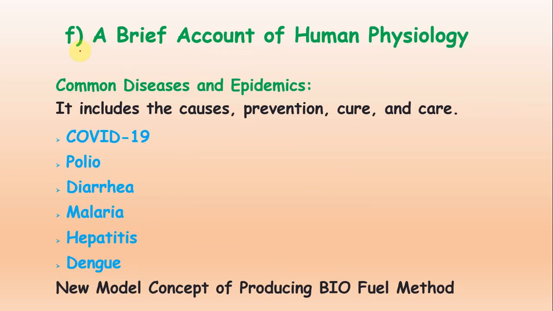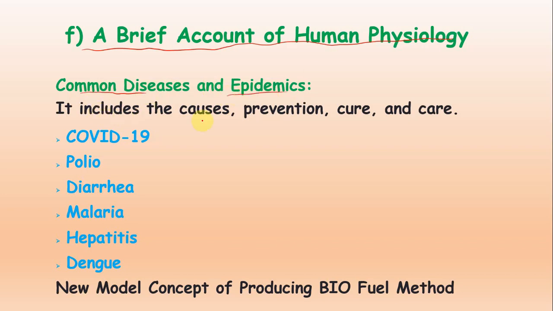Now the F part. In F part we will discuss a brief account of human physiology. This is also very important. In this topic we will discuss digestion, respiration, human brain, these very important processes. Then we will also discuss common diseases and epidemics.